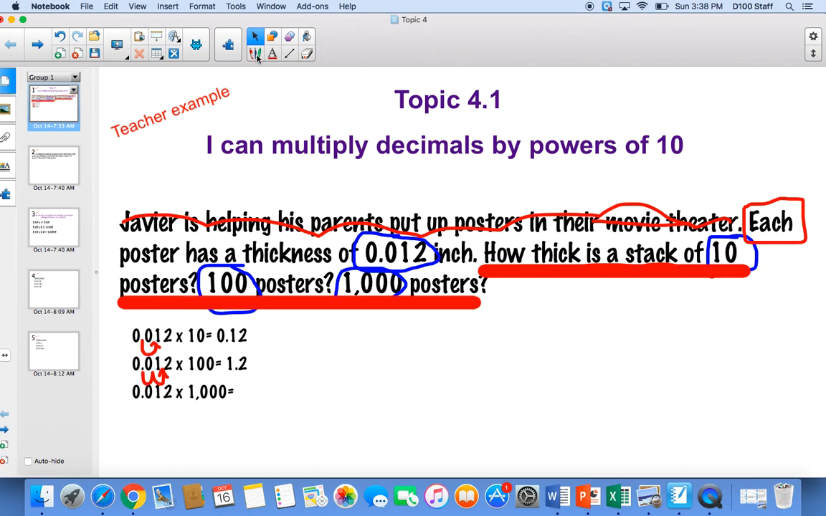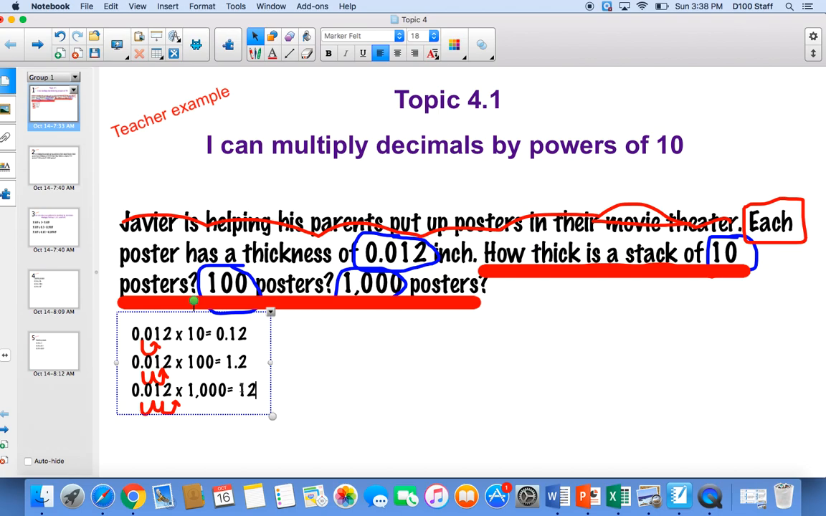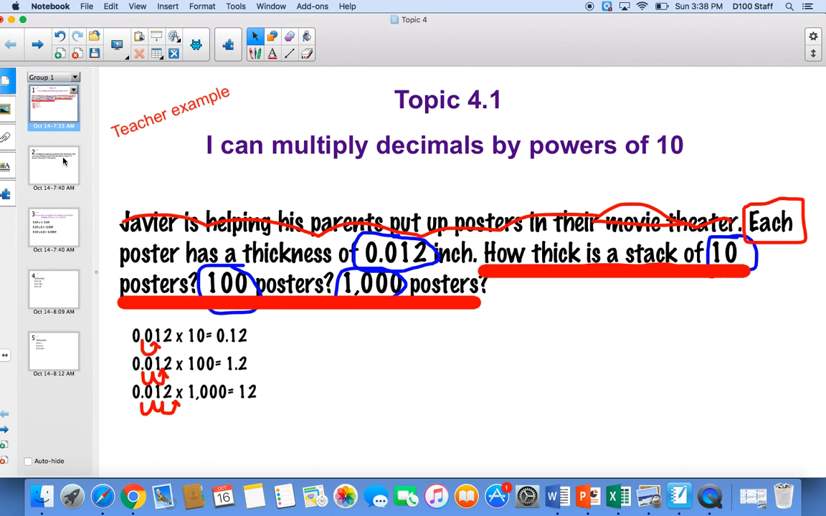Okay, so we should have, like I said before, we're moving it over 3 places, our decimal, 3 places to the right. So 1, 2, 3 to go along with our 3 zeros. My new answer should be 12. And you can put zeros after there, but you don't need to. So I moved my decimal right here, and now my new answer is 12. That is how thick a stack of 1,000 posters are. All right.